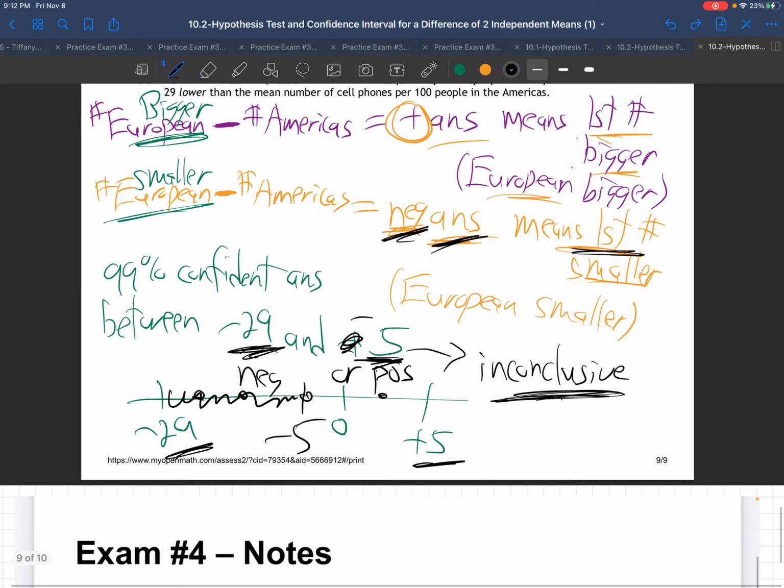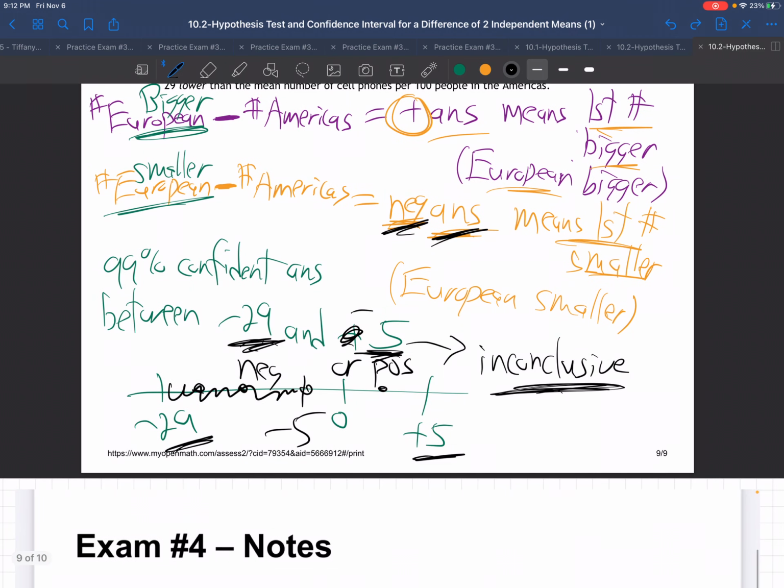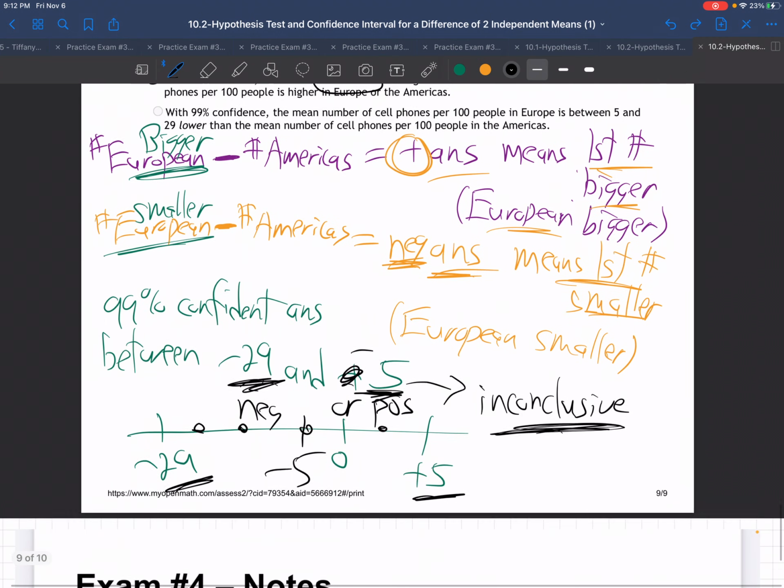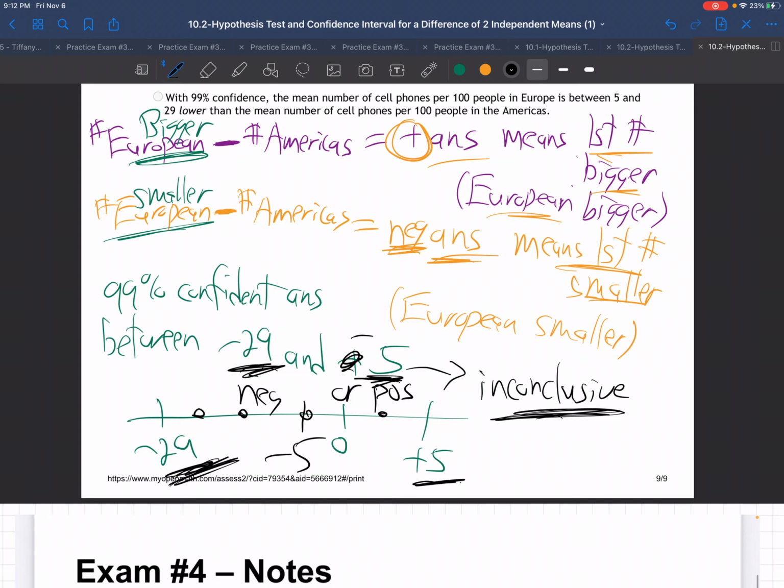Is this making sense? If you get both numbers negative, then you know your answer is somewhere in negative territory. So it's all about your confidence interval. Ours came out negative on one side, positive on the other. So that means it could end up in negative territory or positive territory. We don't know. It's inconclusive. But if you got two negative numbers, we didn't, we got a negative and a positive, then you know your answer's between those two.